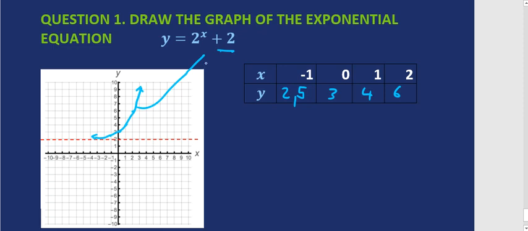Okay, it's upward sloping because, as you can see, the b is positive. If let's say the b would have been a negative value like 2 to the -1, which of course we can write as 1 over 2 to the x, then your graph would have been downward sloping that way.